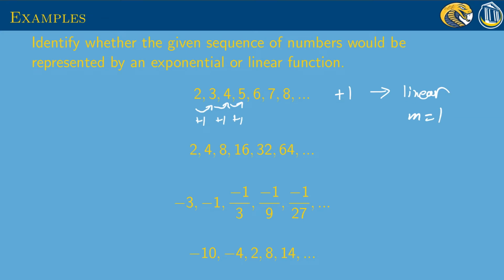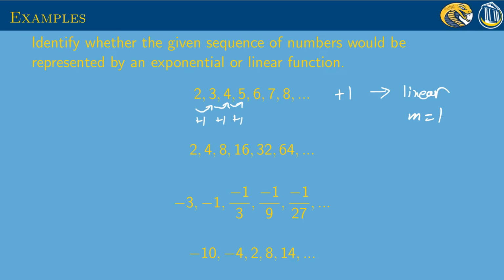On the other hand, for the second sequence, to go from 2 to 4, we're adding 2. To go from 4 to 8, we're adding 4. From 8 to 16, we're adding 8. And we can see right away that this is not a constant thing that we're adding to get from one term to the next. So this is definitely not linear.